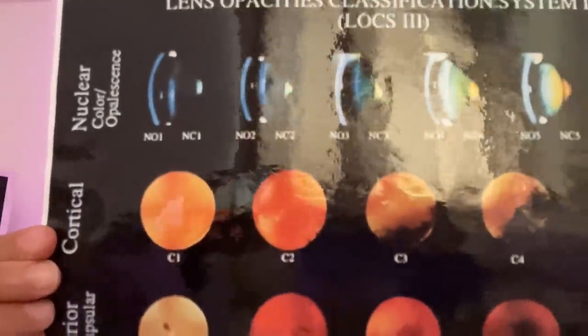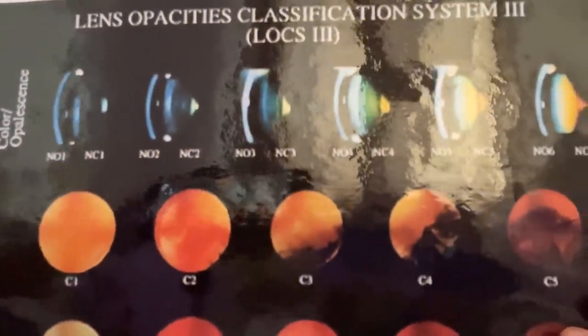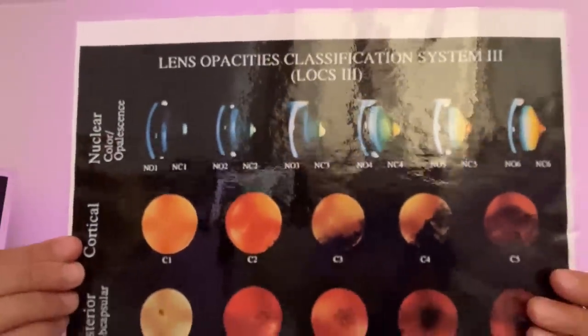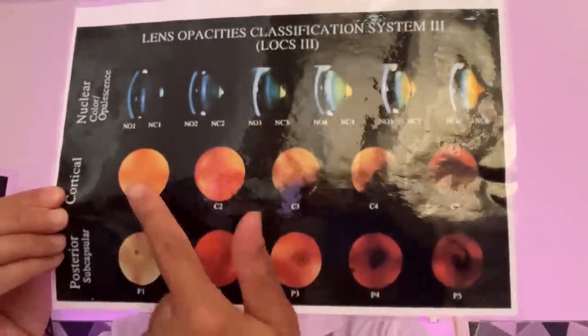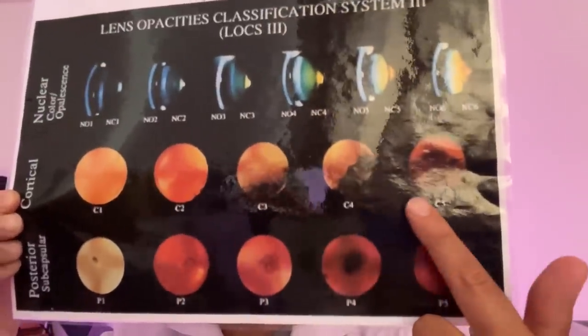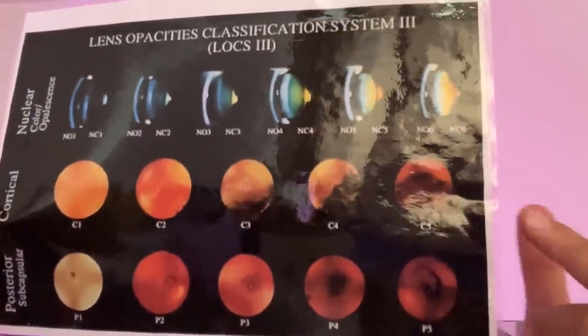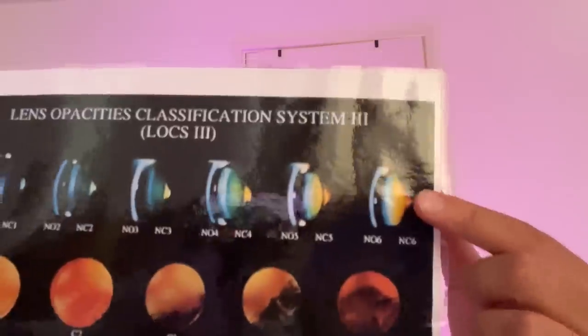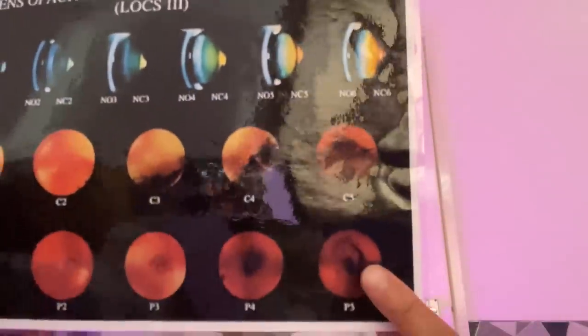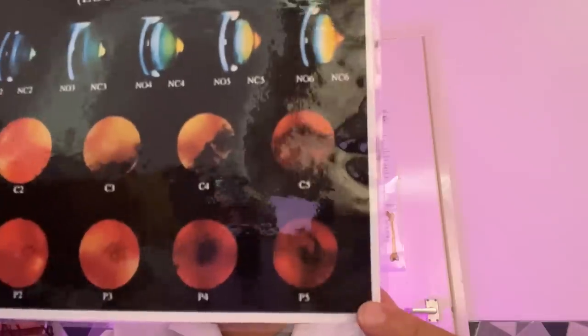And as you can see, as you move along the scale, the increasing severity of cataracts. That is the cortical. This is encroaching on the vision. The nuclear, very hazy crystalline lens there, and a very large posterior subcapsular cataract there. Okay, so that is the grading system, one of the grading systems that can be used to assess cataracts, age-related type.